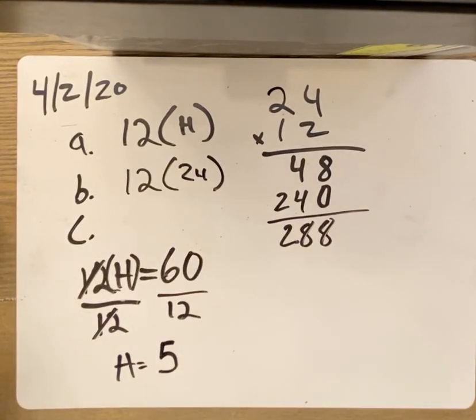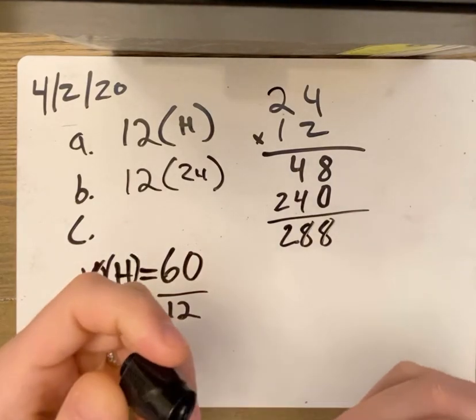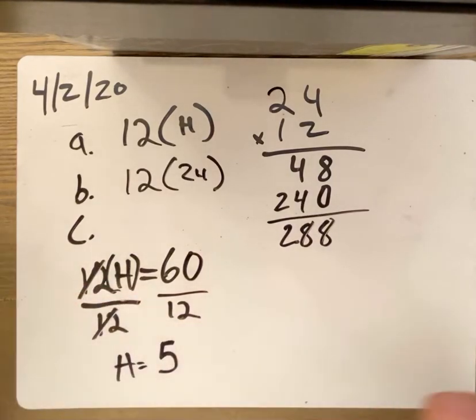So what does this mean? It takes the radio station 5 hours to play 60 songs in a row. All right? This is what we're doing today.